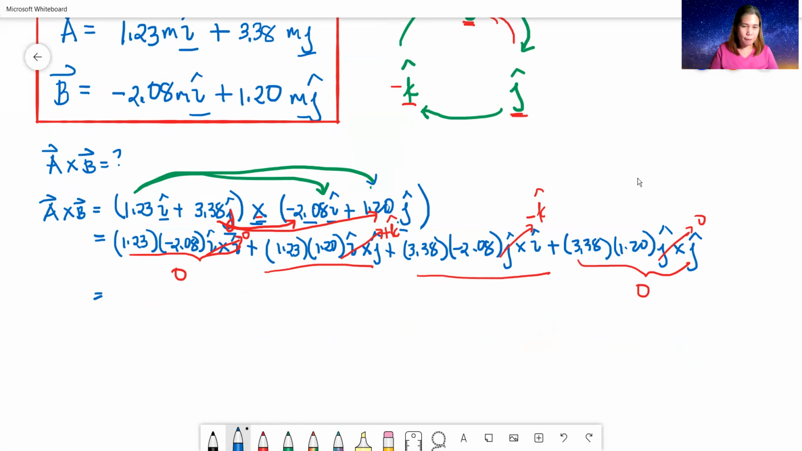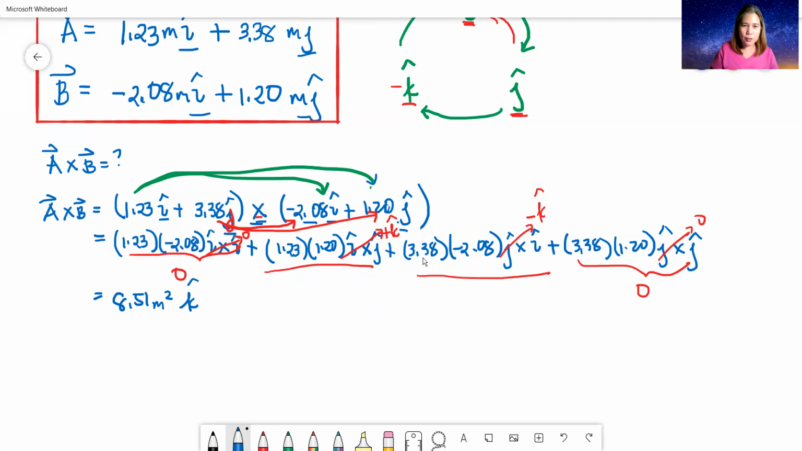So I'll have here 1.23 times 1.2. And then let's be careful. I have here, so the product here is negative, but I have negative K here, so this becomes positive na. Okay, so plus 3.38 times 2.08. Ayan, it's 8.51. I'll put in the units now. It's square meter. And then I have here, they're both in K hat. Klaro ba?